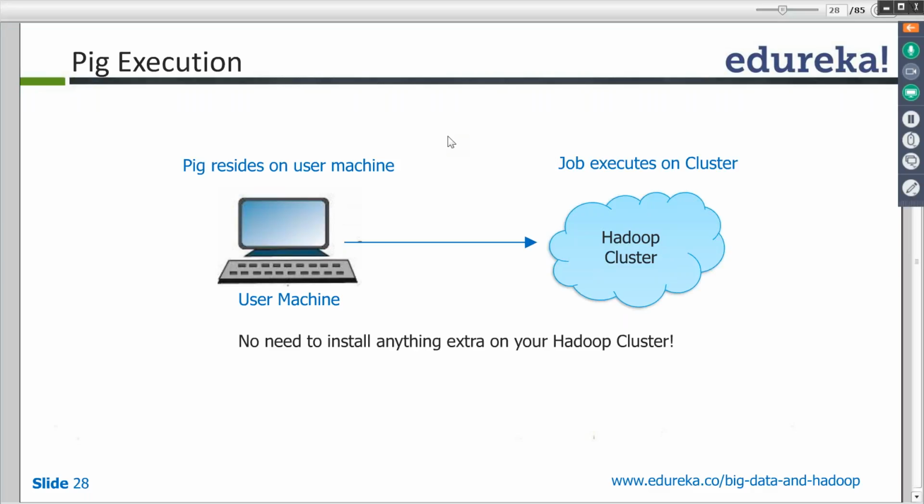So Pig resides on the user machine and the job executes on the cluster. It basically converts it to a MapReduce job, converts it to a jar, and submits the jar to your Hadoop cluster. So no need to install anything extra on Hadoop for supporting Pig. You're not even touching your Hadoop cluster if you want to execute Pig.